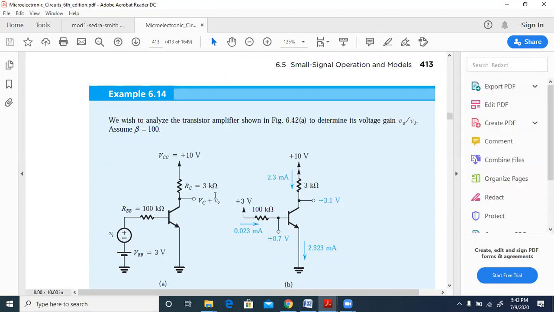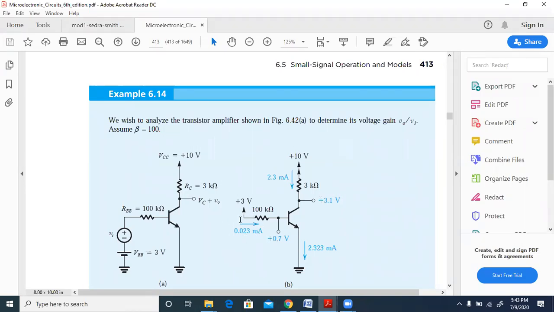Otherwise, what we are interested in is only this V0 by Vi, given this circuit where RBB is given, VBB is also given, RC is given, VCC is given, and all that, right? So if you see this, for the biasing part you need to remove this Vi. If you remove this, it will become just the biasing part, which is just VBB connected to the 100 kilo ohms, and then you have this transistor and then this 3 kilo ohms. So now when we do that, whatever values are calculated here are only the biasing or the DC equivalent circuit.